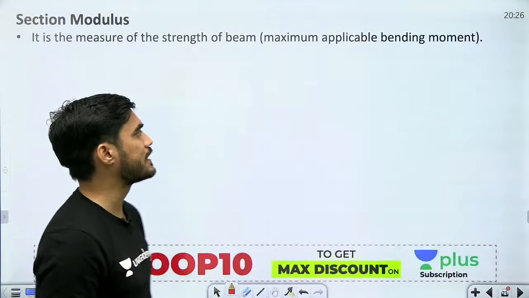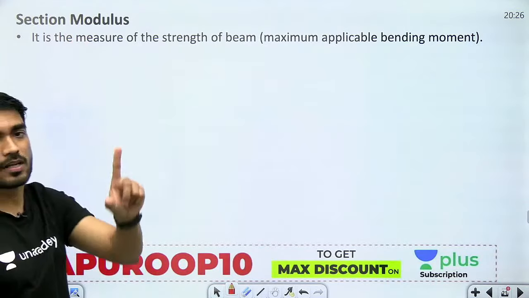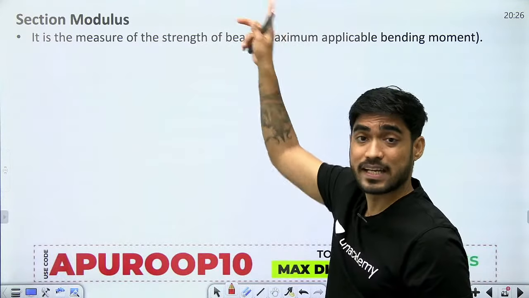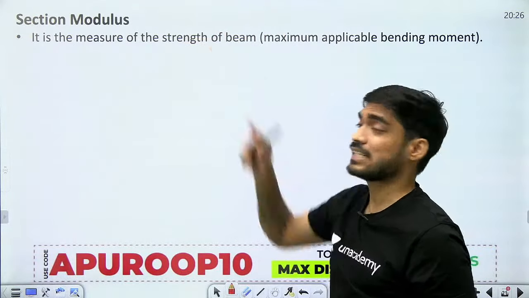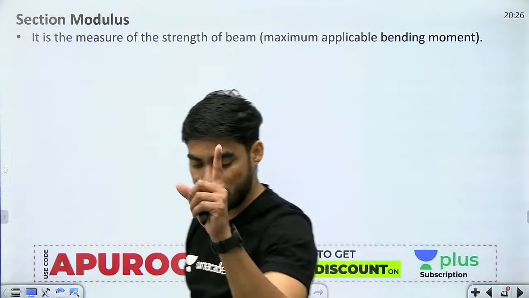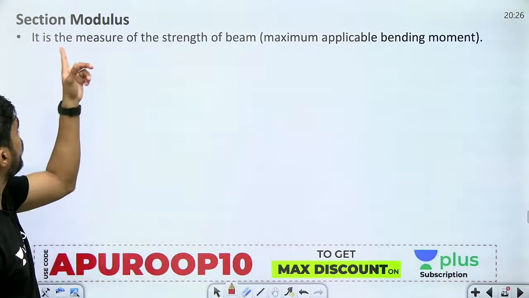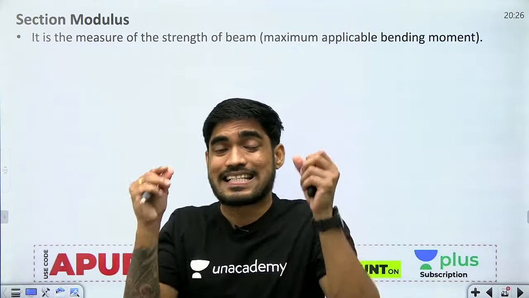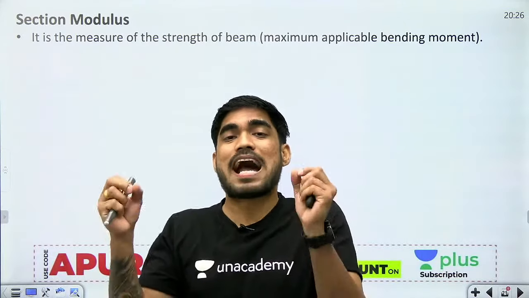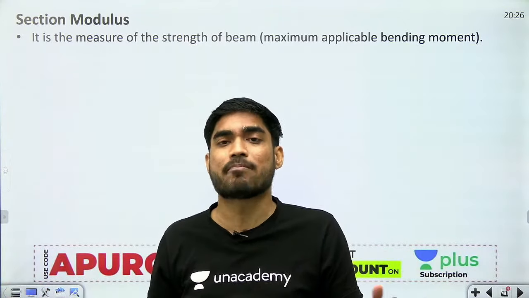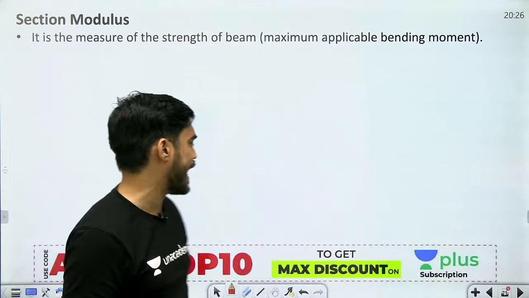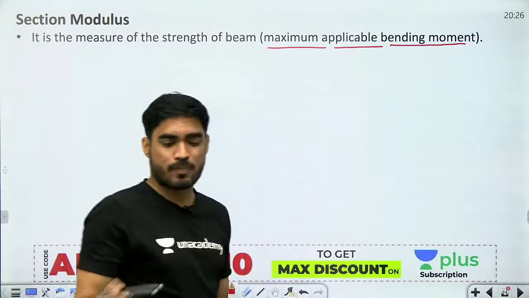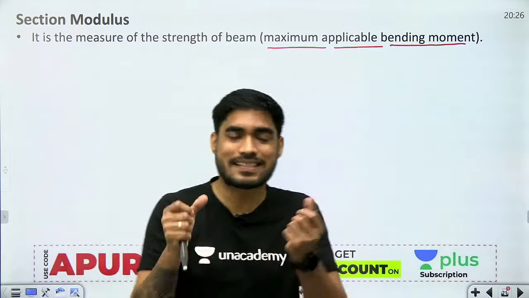Okay, now let's understand what is section modulus. This is a very important topic from theory point of view, and you will also get numericals based on section modulus. Section modulus के ऊपर numerical भी आते हैं, ठीक है, जो हम लोग बाद में डिस्कस करेंगे. So बेटा, understand what is section modulus. Section modulus is the measure of the strength of a beam. And by strength of beam, what do I mean? Strength of beam बोलने का मेरा मतलब क्या है? Strength of beam means maximum applicable bending moment. How much bending moment you can apply on the beam? That is the strength of the beam.